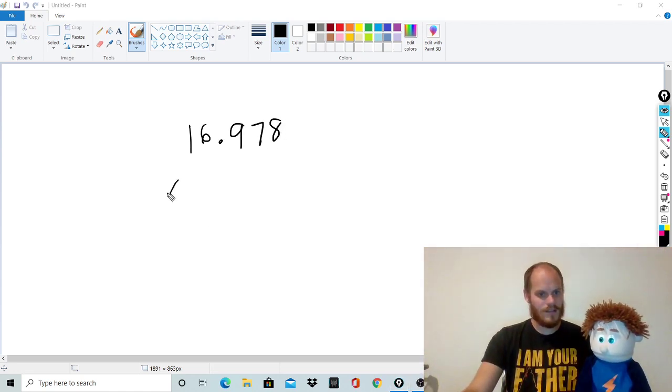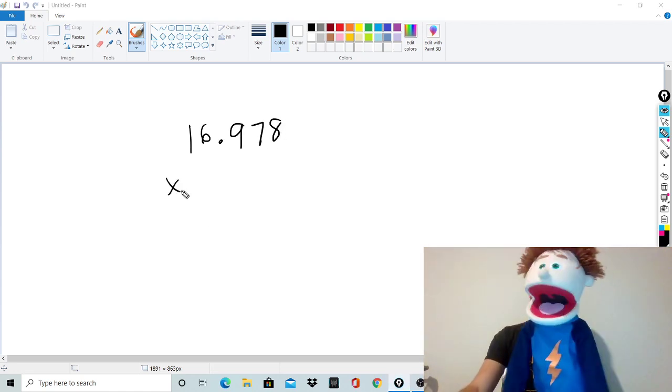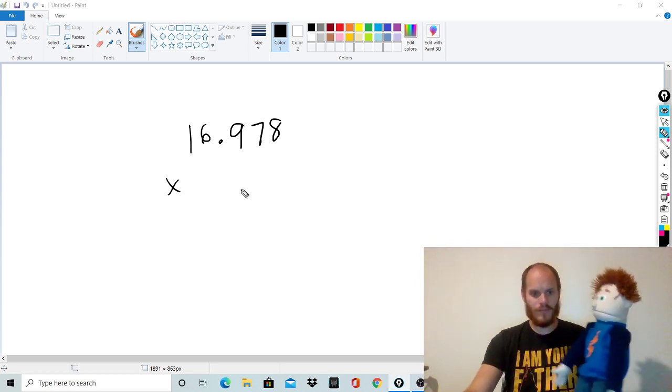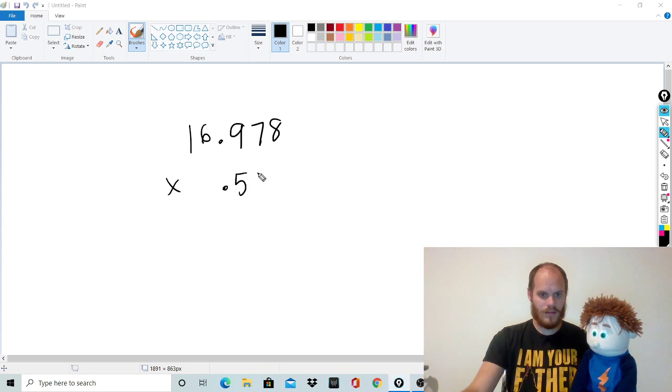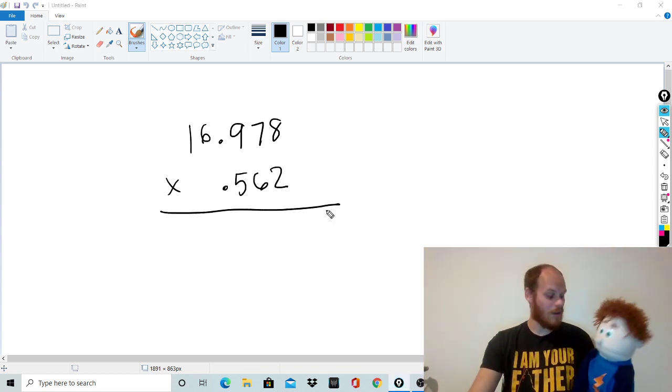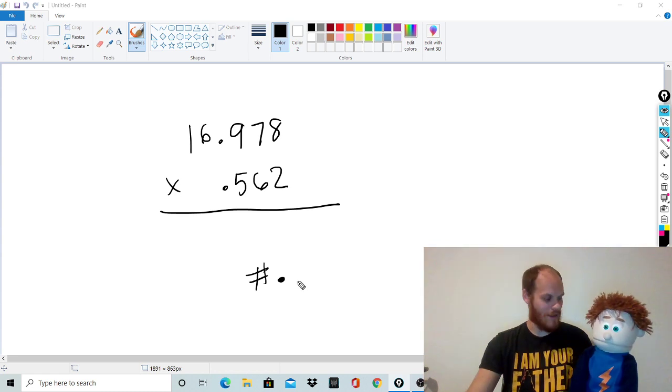0.978 times what? 0.562. 0.562. Perfect. All right, so rather than multiplying this all out, the key to this is moving decimals at the end, because really it's just multiplication, right? Yeah. So I just want to know, at the end, when you have some number right here at the end, and you have a decimal place, just like that, how many times am I going to move the decimal at the end.